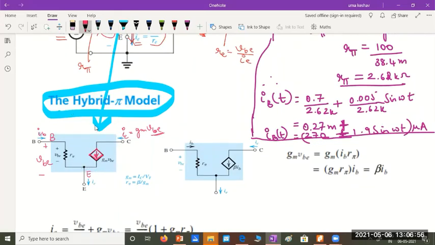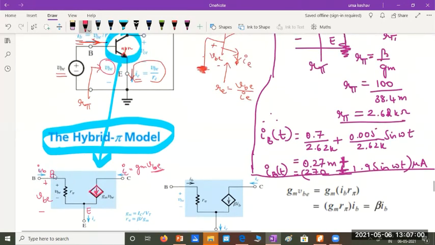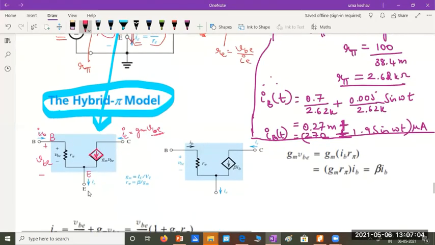In this model, since I have completed writing the model, I haven't shown anything at the emitter terminal. Between emitter and base, if I try to find the resistance, it will be RE. But if I want to include RE here, I will have to remove R pi. I have to show the other one. So usually what we do in the hybrid pi model, these are the elements which we are going to include.